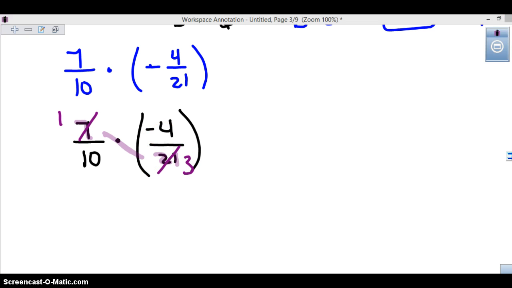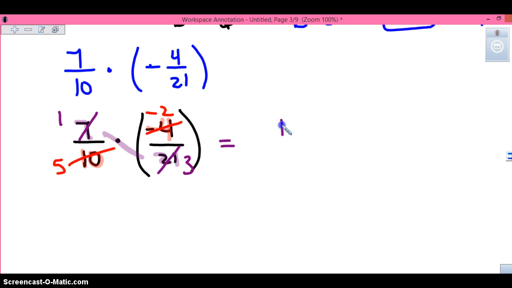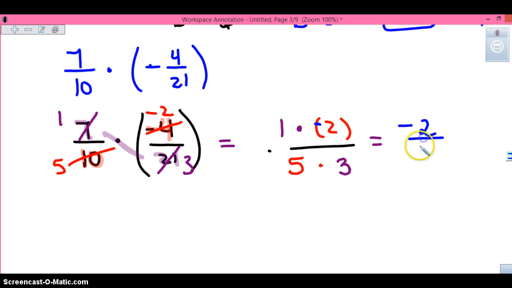What about if we look at -4 and 10? They're both divisible by 2. So -4 divided by 2 is -2, and 10 divided by 2 is 5. So now we can multiply and say 1 times -2 over 5 times 3. What do we get? -2 over 15.